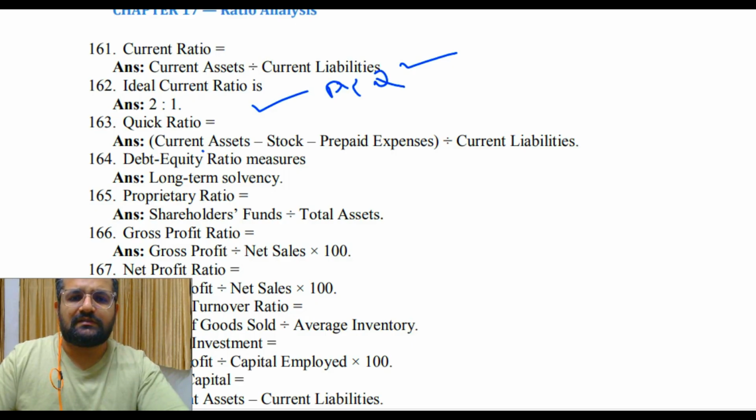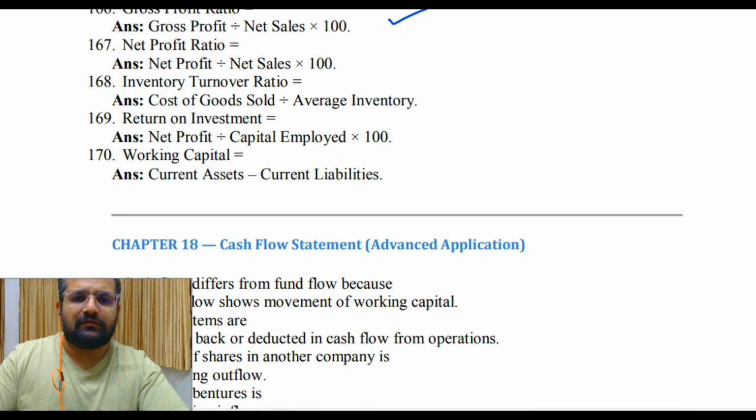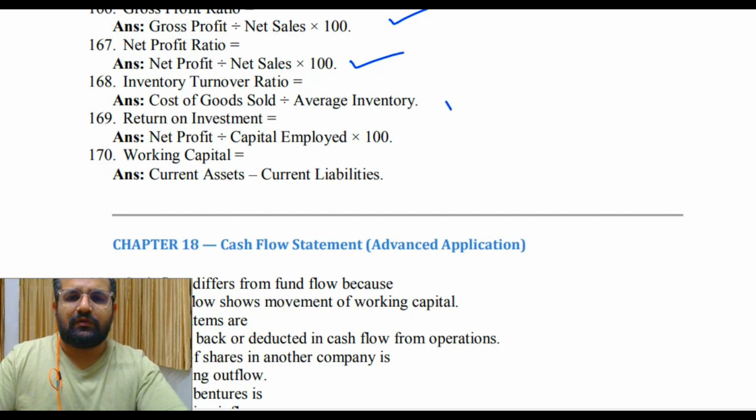Then quick ratio is current asset minus stock minus prepaid expenses divided by current liabilities. Debt equity ratio measures long-term solvency. Proprietary ratio is equal to shareholders fund divided by total asset. Gross profit ratio: gross profit divided by net sales into 100. The net profit ratio is equal to net profit divided by net sales into 100. Inventory turnover ratio: cost of goods sold divided by average inventory. Return on investment: net profit divided by capital employed into 100. Working capital is equal to current asset minus current liabilities.